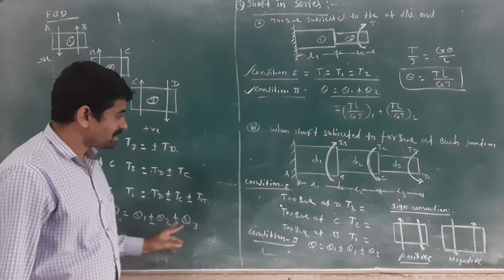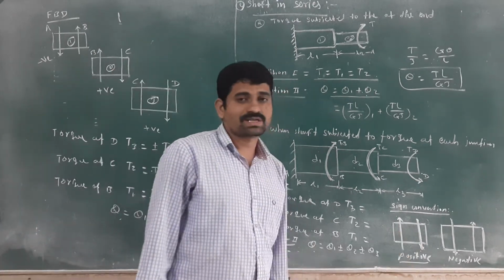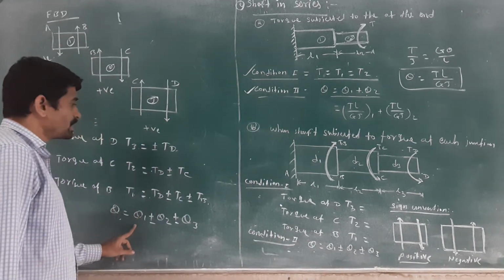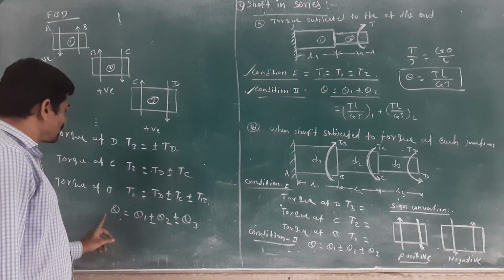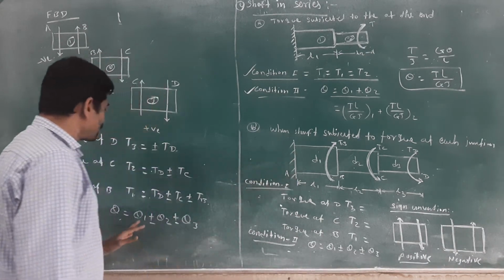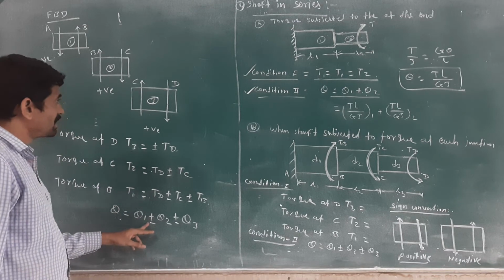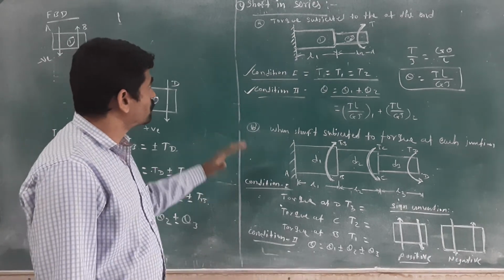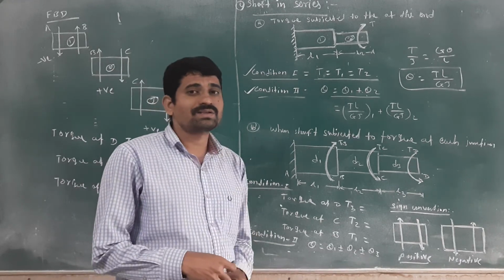This theta always depends on the sign convention. Remember that. Anti-clockwise or clockwise, this theta will change. Okay, you will get the total angle of twist in the given shaft equal to theta 1 plus theta 2 plus theta 3. Okay, you should remember that for shaft in series.